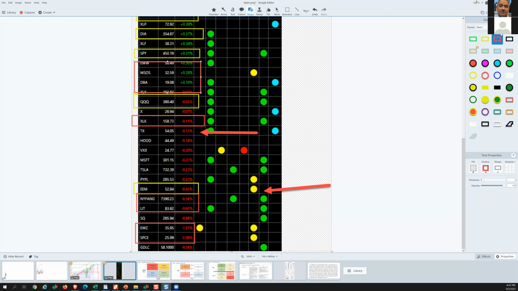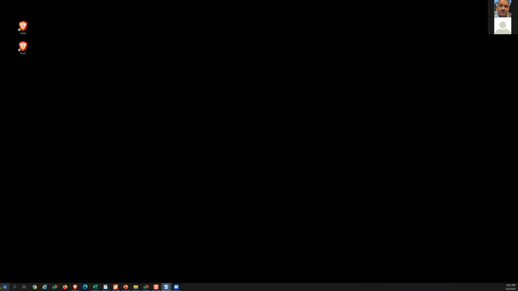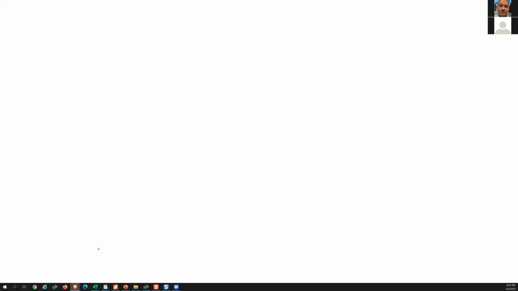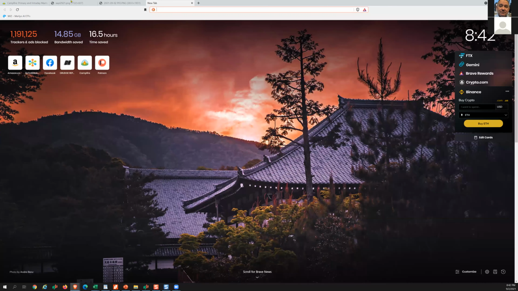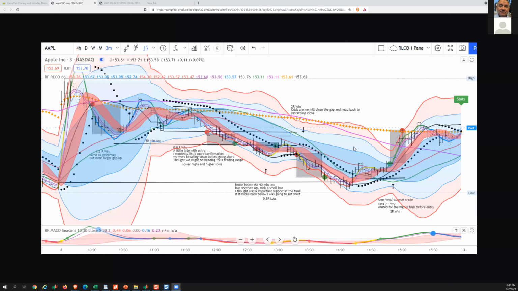Okay, so let's take a look at some trades from the chat room. There's two to look at. The first one is in Apple. Let's see here, draw in the curvy line.